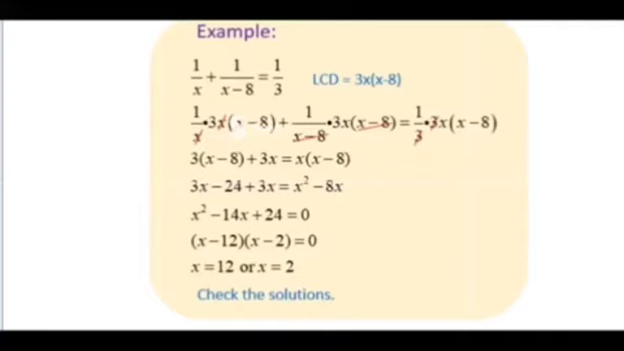Now the equation is 3x minus 24 plus 3x equals x squared minus 8x. So you will add like terms. So now x squared minus 14x plus 24 equals 0. Now you will transform it to the standard form, and the factored form is x minus 12 and x minus 2 equals 0. So the value of x is 12 or x equals 2.